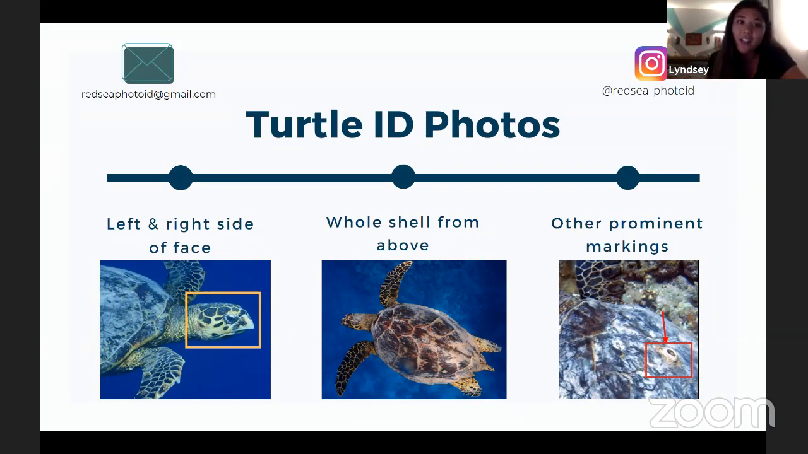I already talked enough about turtle photos, but just to reiterate, we would need pictures of both sides of their face if you have them. Pictures from the top of the carapace is super helpful because then we're able to identify the sex or maybe even any unique or prominent markings such as barnacles or maybe cuts. And then I'm going to move on to the other animals.